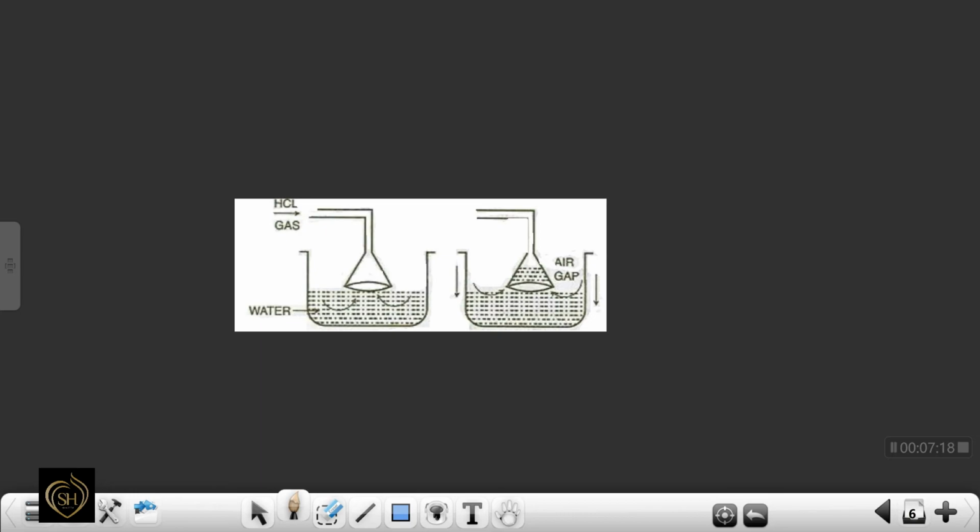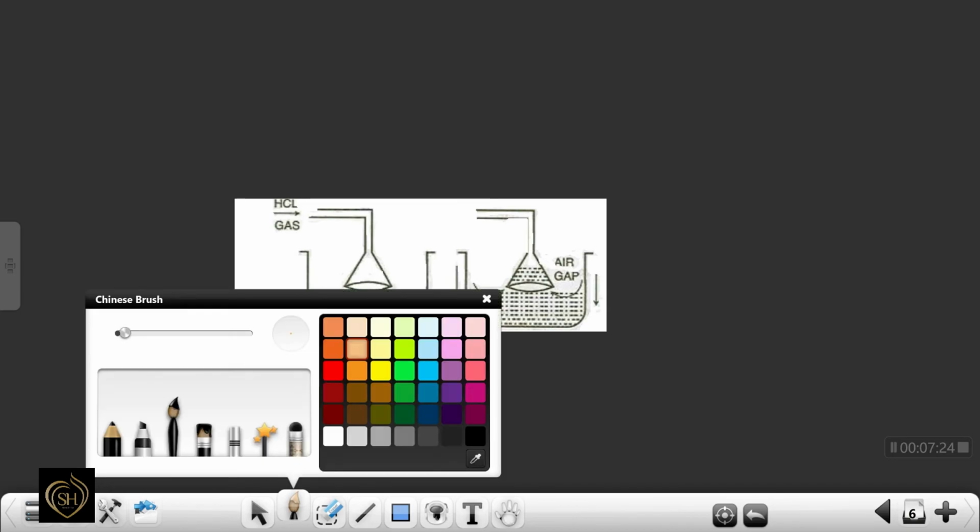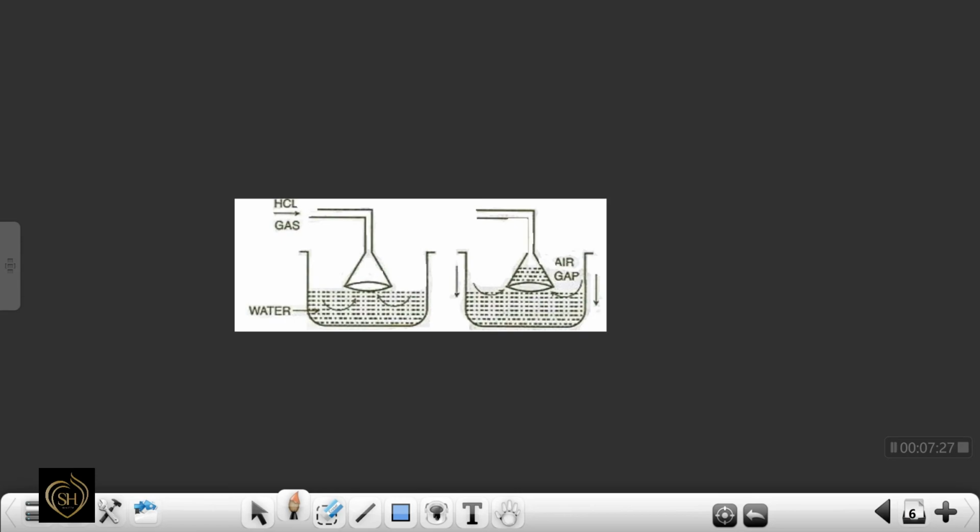Here the procedure involved is that an inverted funnel connected to the hydrogen chloride gas is placed in the beaker in such a way that it just touches the water. This is the water, taken in a trough, and the funnel just touches the water. Since HCl gas is highly soluble in water, as we have already proved using the fountain experiment, the water rises up in the funnel and back suction occurs. The term back suction is very important.